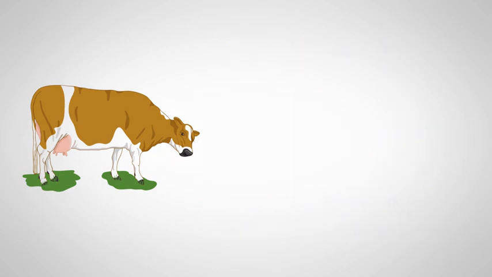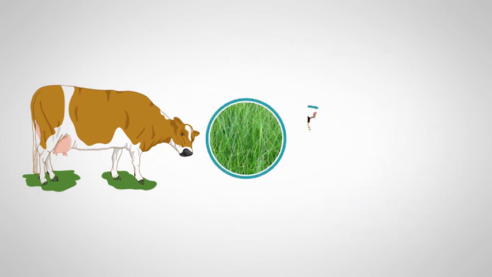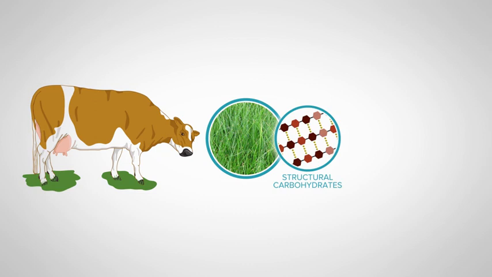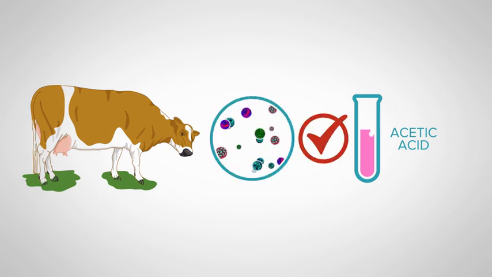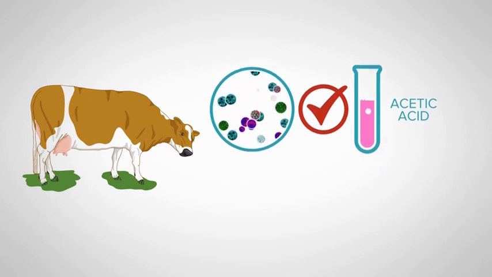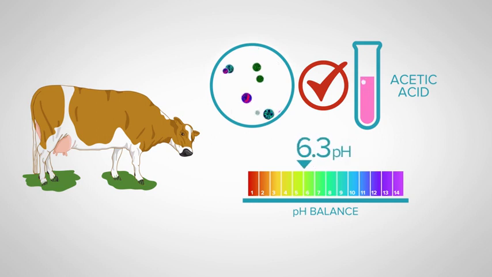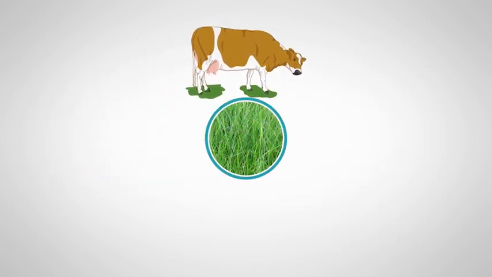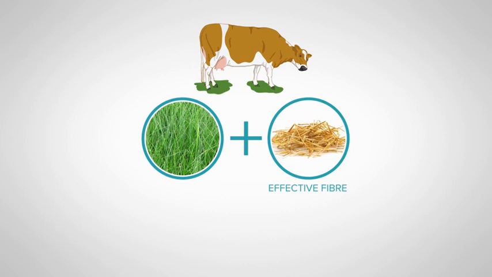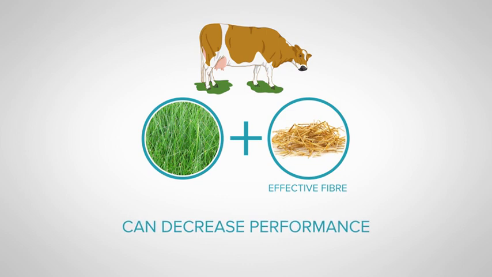In contrast, when cows are grazing good quality pasture that contains high levels of structural carbohydrates, acetic acid is the main product of digestion. Now, unlike lactic acid, acetic acid is not detrimental to rumen microbes and does not cause rumen acidosis. It is not until rumen pH levels fall below 5.8 that digestion or rumen function may be reduced in grazing cows. In fact, adding an extra source of effective fibre in the form of straw or hay to cows grazing good quality pasture can actually decrease performance.